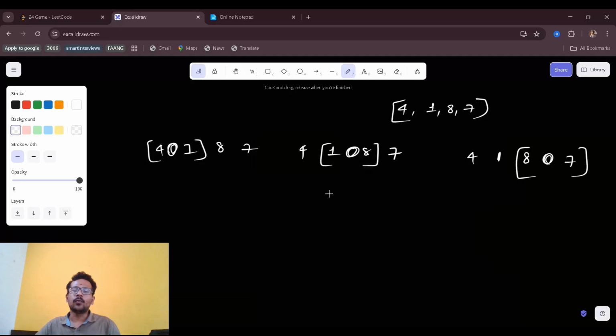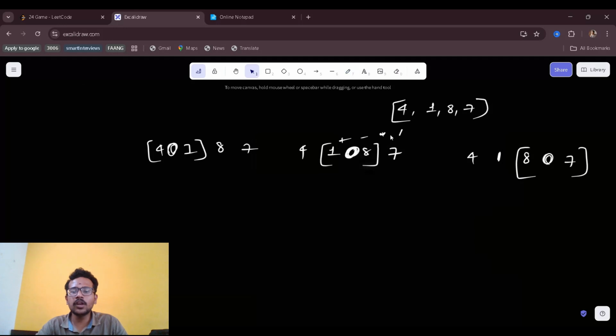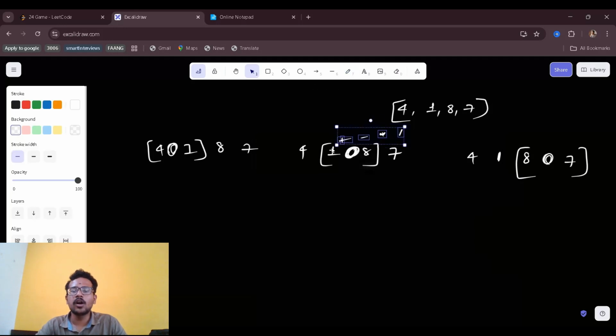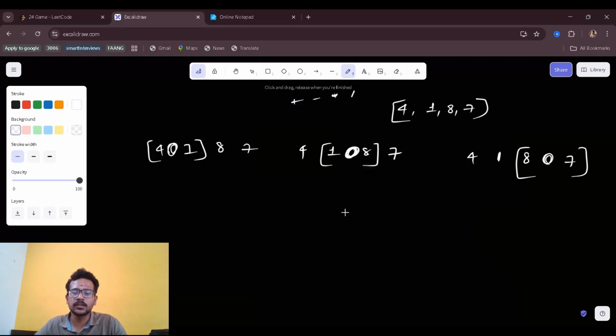Now tell me, what are the operators that I can place here? Plus, minus, multiplication or division: addition, subtraction, multiplication and division. So for every place here I have 4 operators that I can place, right? Now this evaluates to some value.